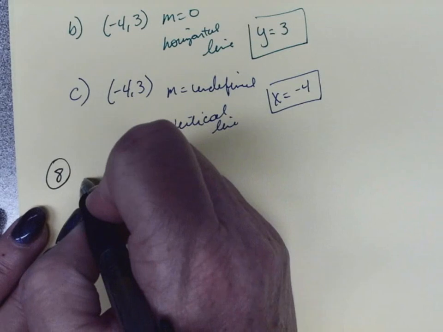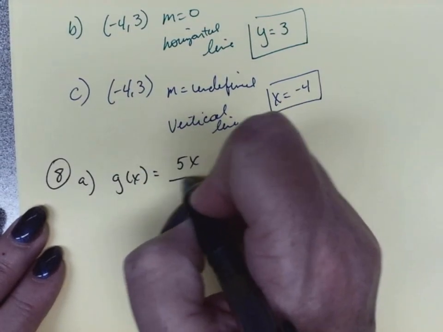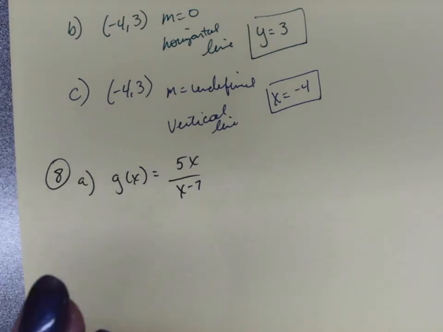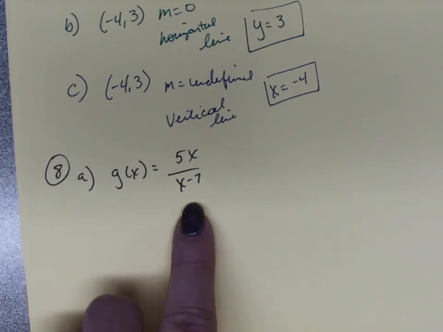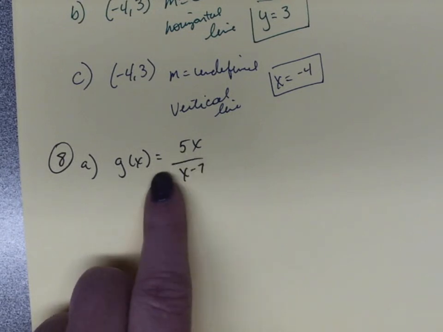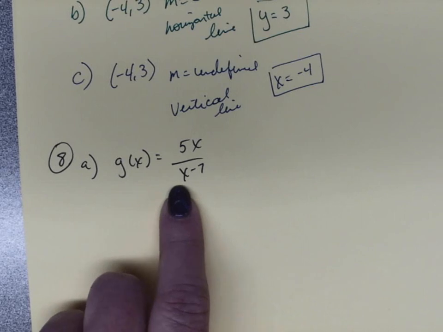So we are given for part A, g of x equals 5x over x minus 7. If we're looking at the domain of the function, that means we're looking for things that will cause it to be undefined. There are 2 things that can cause us to be undefined. One is we can't divide by 0, and the second one is we can't take the square root of a negative number. In this case, because we don't have a square root, we're not worried about that.